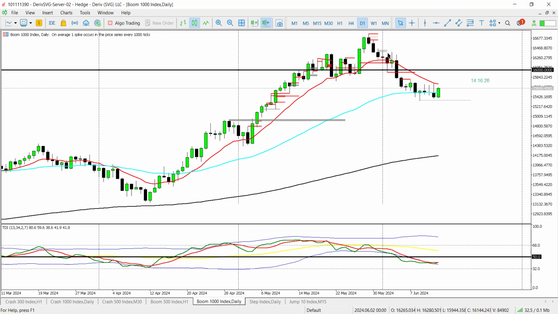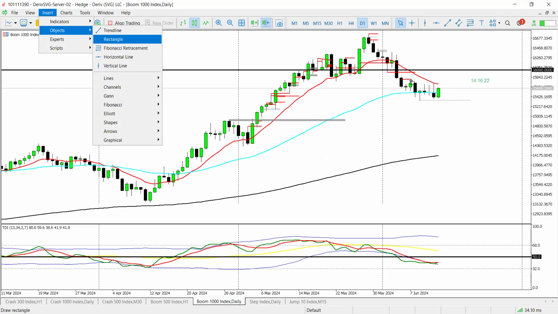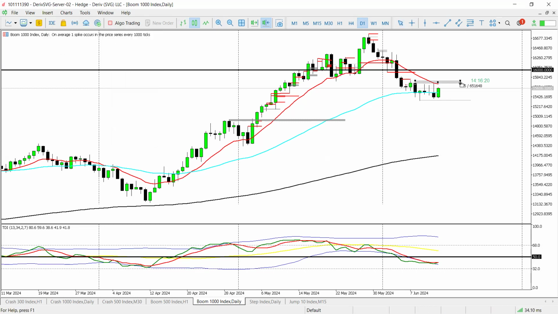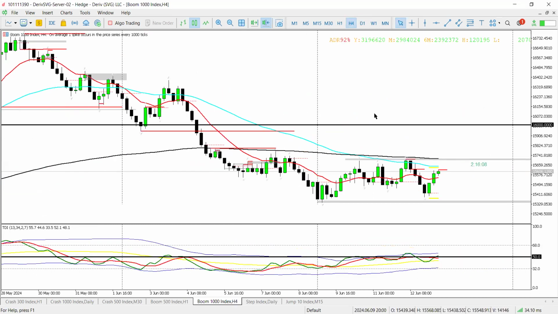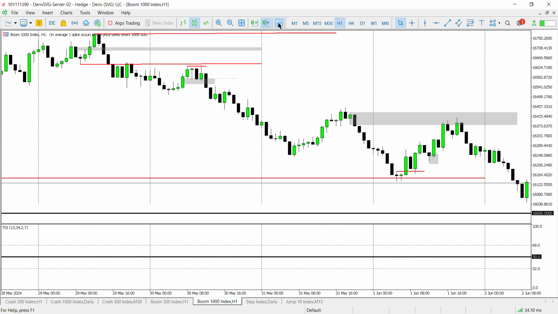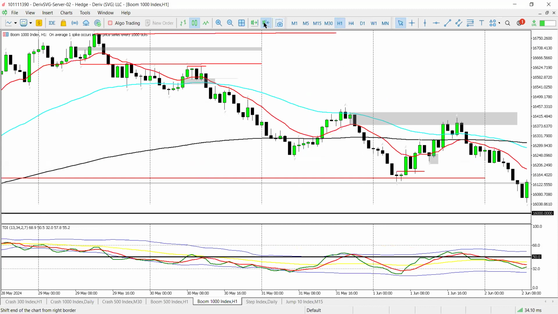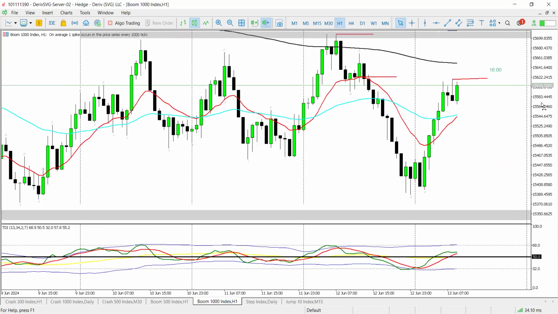Okay, so we've got this bottom and we've got this high. Let's just mark these highs here. Okay, so we jump to H4. You see this is the range we just marked. We jump to H1. You see this is the range we have.